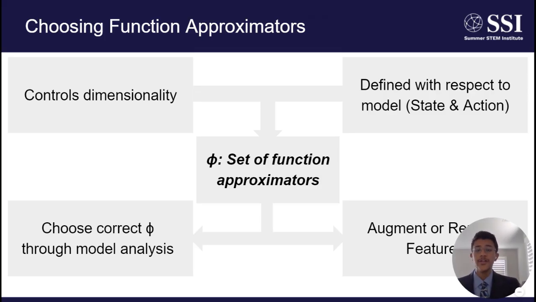Having now designed the structure of our algorithms, we take a step back and analyze our set of function approximators. As we noted, phi contains information about the state and action and also controls the dimensionality of theta. As such, we want to use our knowledge of the environment to formulate a feature set for each application that maximizes the potential of the algorithm.